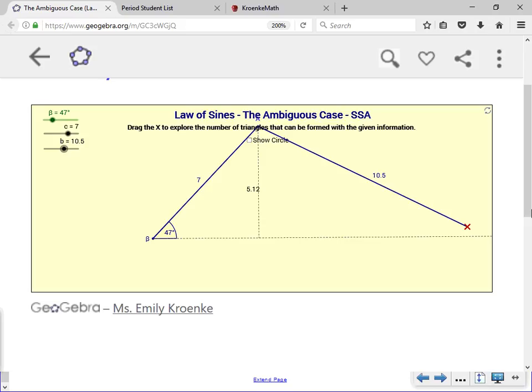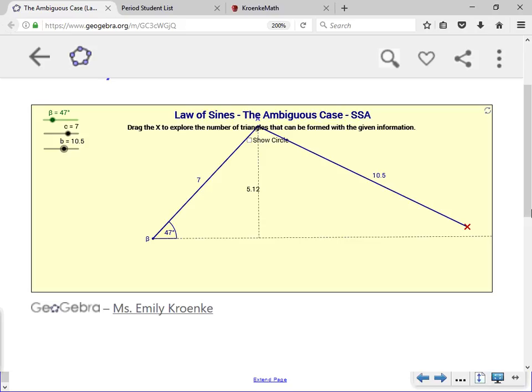Now I can change this to be any problem that I want. These things over here are called sliders, and the top one is for angle B. It looks like a beta, but it's saying that beta is now set at 47 degrees. I can make it whatever I want. Then it also has one for side B, which would be across from angle B. So here's my angle B right here, and then I have this side B that I would know. And I also have side C.